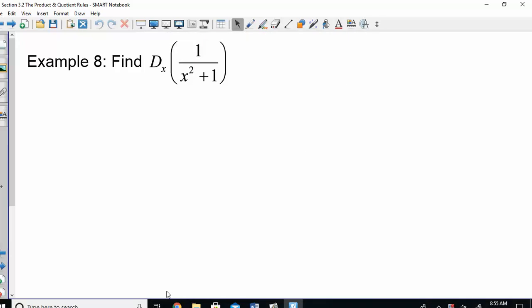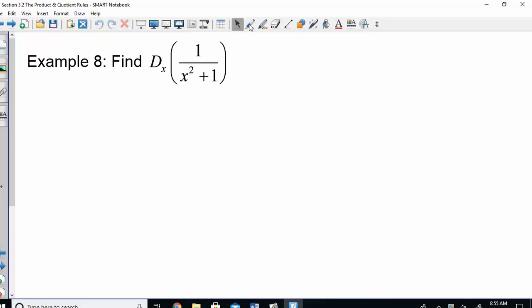Other options, so if there's a way to algebraically simplify it, that can be beneficial. But is there a way to simplify this? No. If there's just one term on the bottom, we can divide, but there's more than one, so we can't. So we have to do quotient rule.